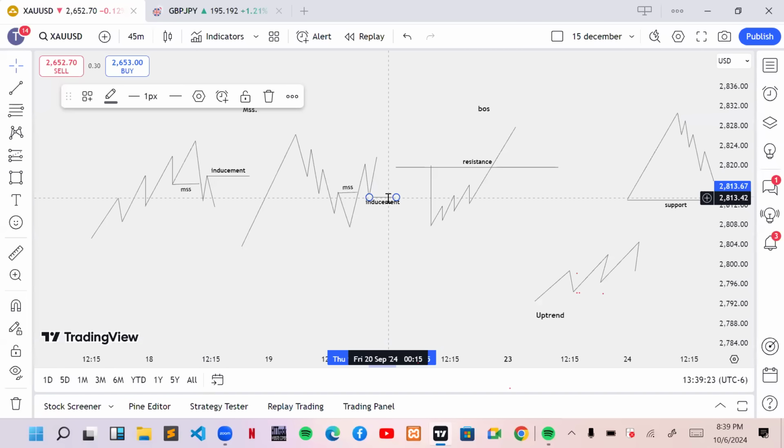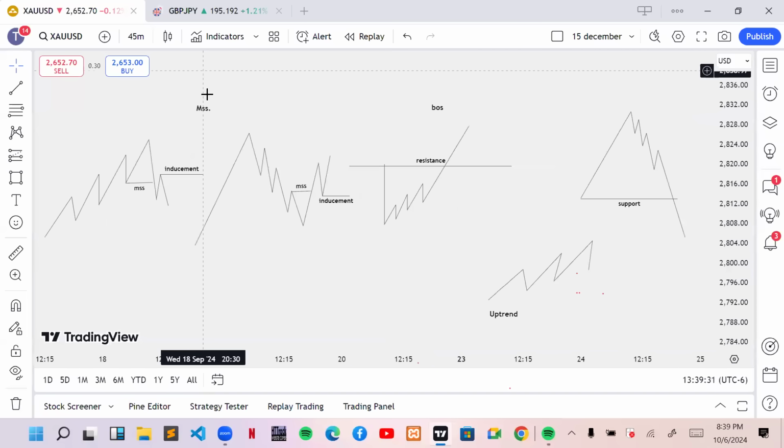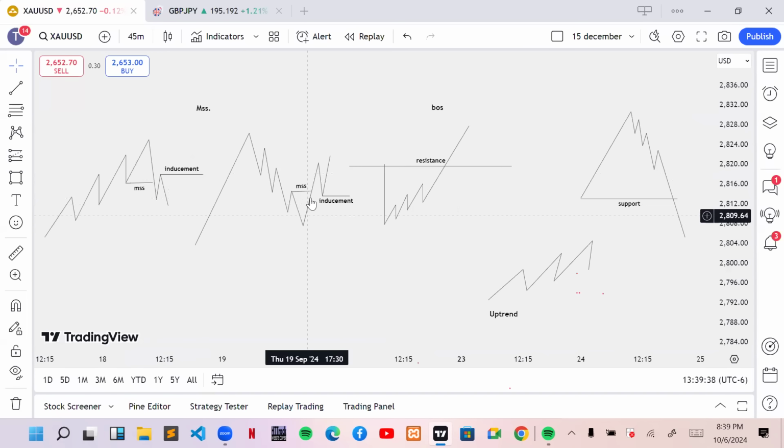So it said the inducement is the first valid pullback that market makes after a break of structure or a market structure shift. So this is the market structure shift part. This was when market broke structure to the downside. This is the first pullback it makes before continuing that move. Same as this, market broke structure to the upside or changed structure to the upside. After it changed structure to the upside, it made the pullback before continuing that move. The pullbacks he makes is the inducement.